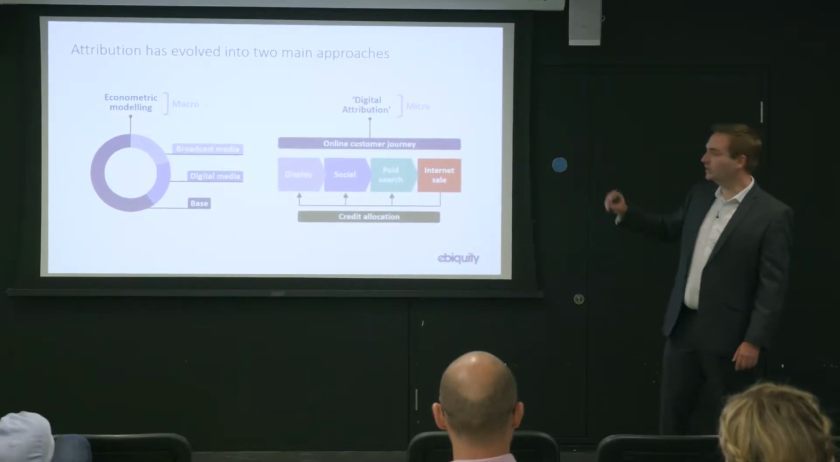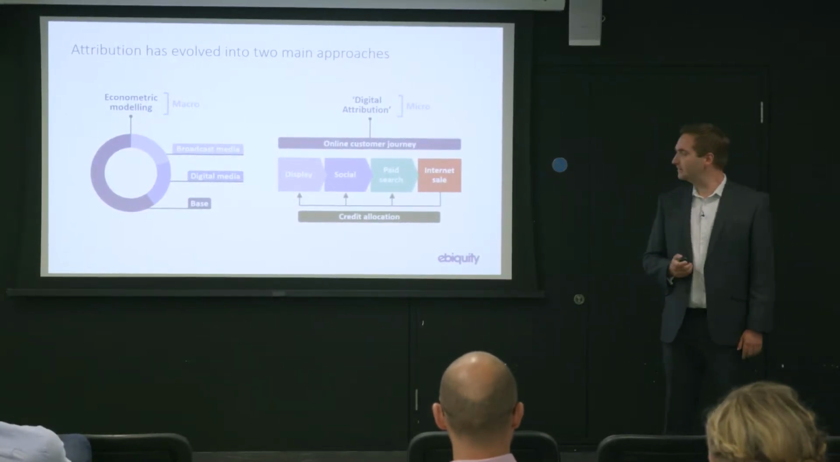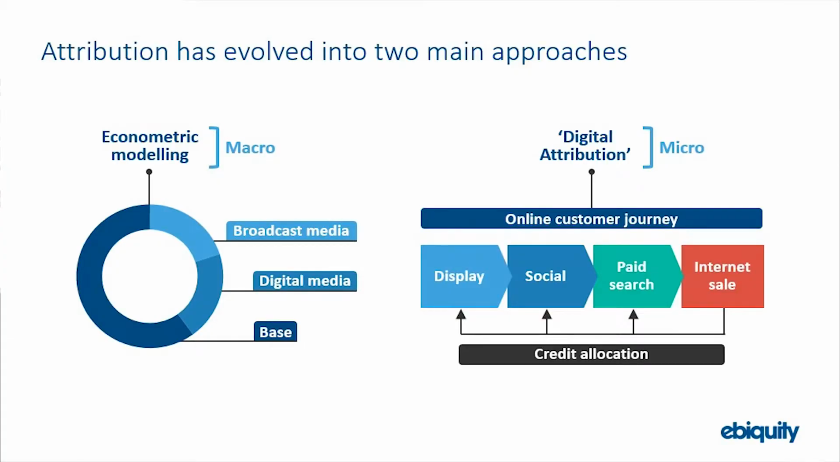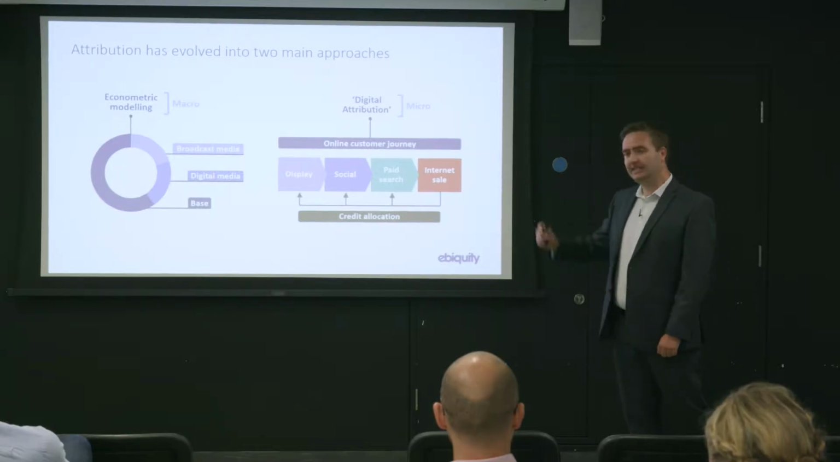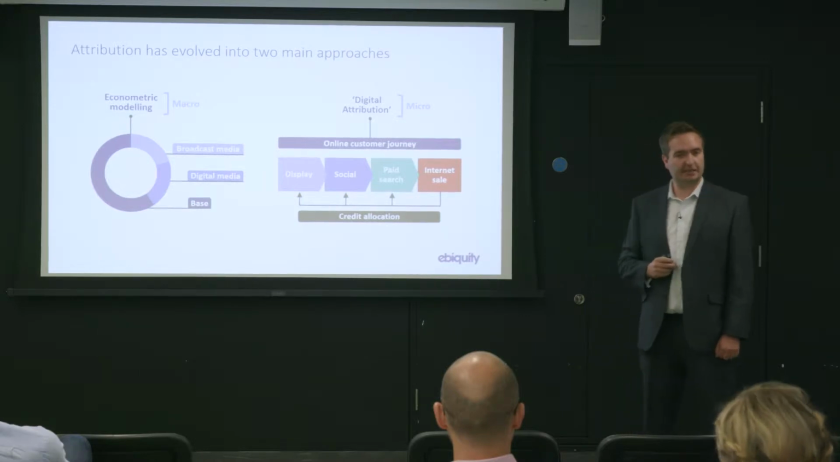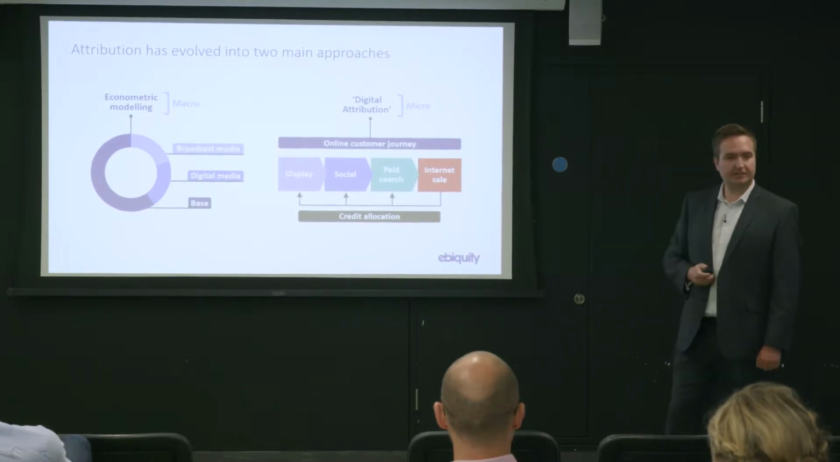Then we have the newer toy in town, the digital attribution side of things. Now this looks at an individual journey and understands what that individual did and what digital touch points it interacted with, be it display, social, paid search, right to that point of conversion. Then it reattributes that credit for the conversion back down the line of your digital touch points.